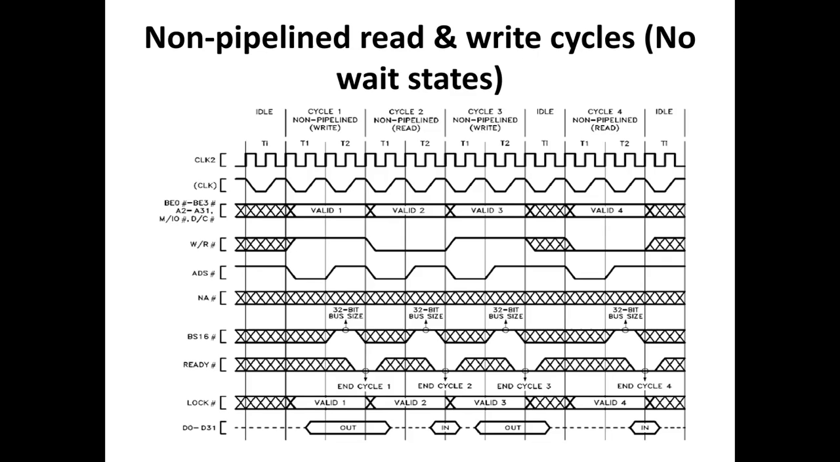Write cycle which is idle during the first timing cycle, T2, T1, and in the next cycle there is a non-pipeline write operation. The write operation is carried out, then a cycle 2 non-pipeline read operation is there. The read operation is carried out there. The ADS signal is there, and the NA signal, not applicable here, and the BS16 bus 16 signal, having the 32-bit bus size.